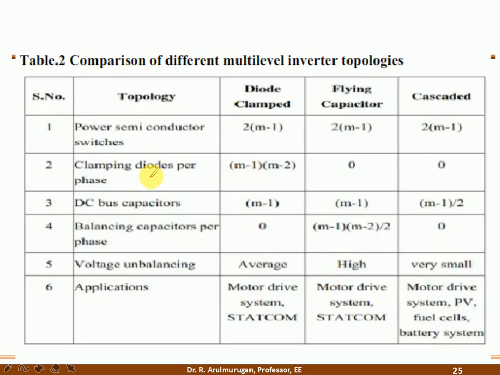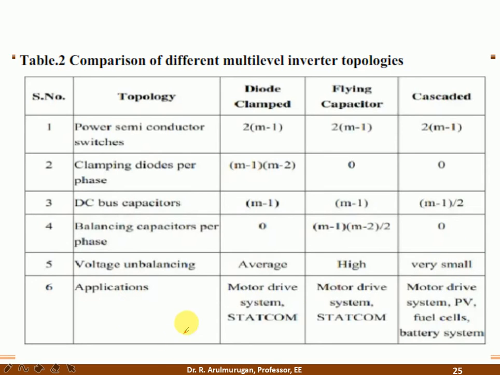Okay, clamping diode per phase. So diodes per phase are used in which method? Another one, okay, diode is not applicable. DC bus capacitor is used. So what about the DC bus capacitor formula? It is applicable, and a balancing capacitor per phase. See that one per phase is not needed here, but here it is needed. For the flying capacitor, a balancing capacitor per phase is needed. The voltage unbalancing is on average high in one and very small in the other. That's why we familiarly use it.